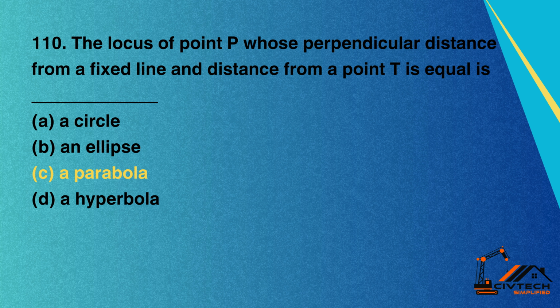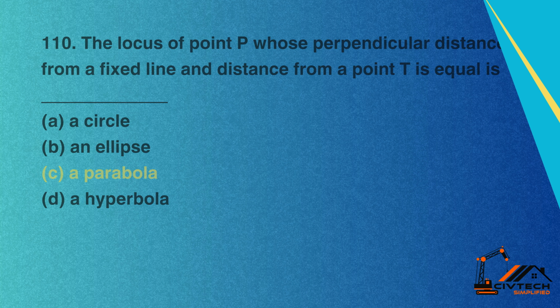110. The locus of a point P, whose perpendicular distance from a fixed line and distance from a point T is equal, is: A. A circle. B. An ellipse. C. A parabola. D. A hyperbola. Correct option: C. A parabola.